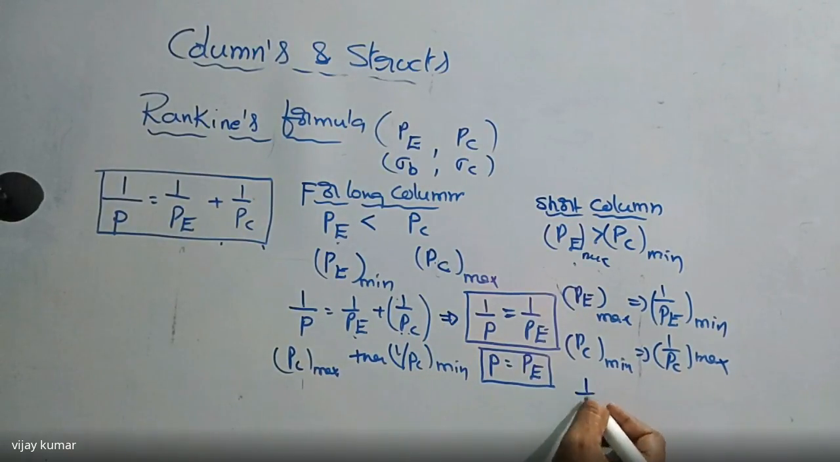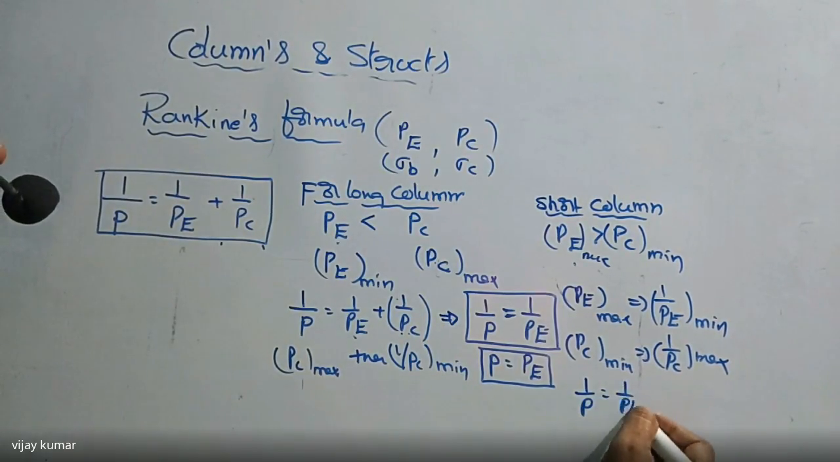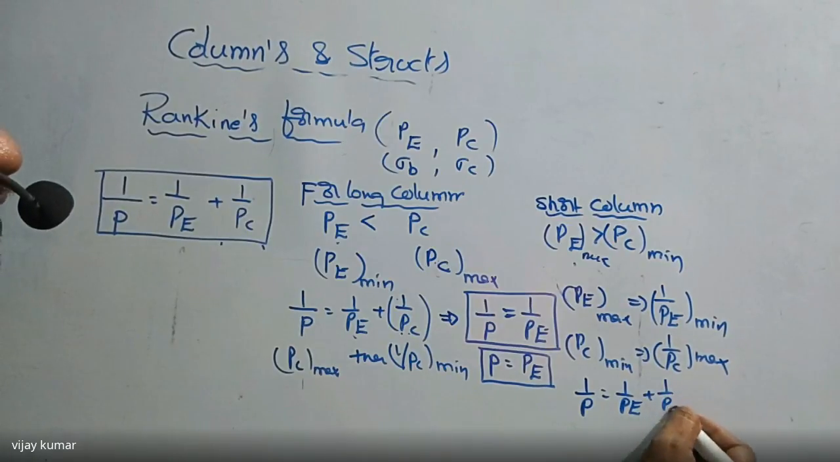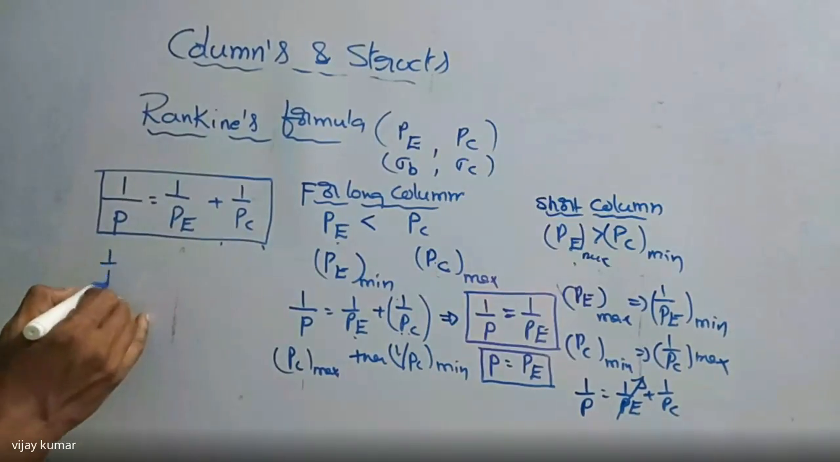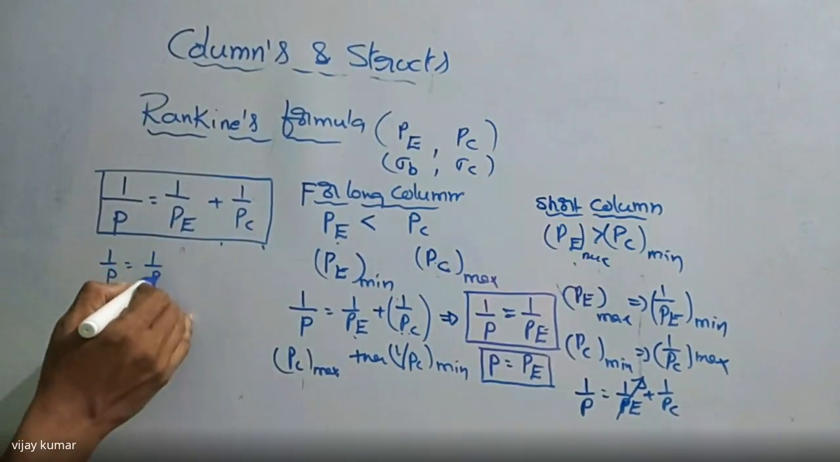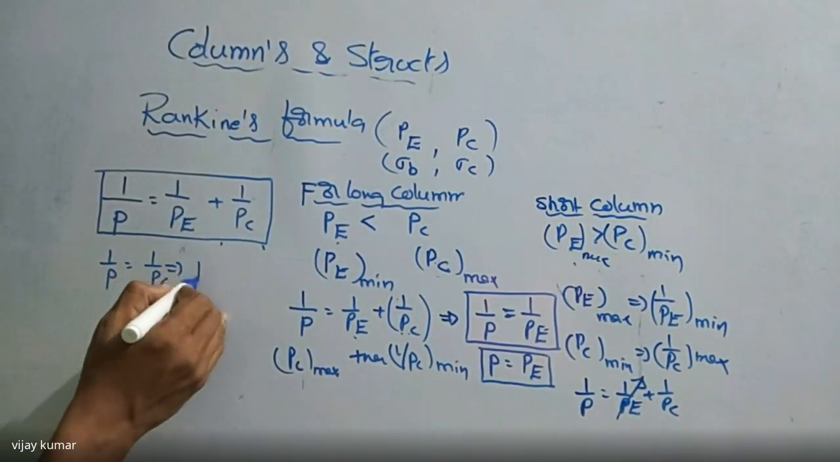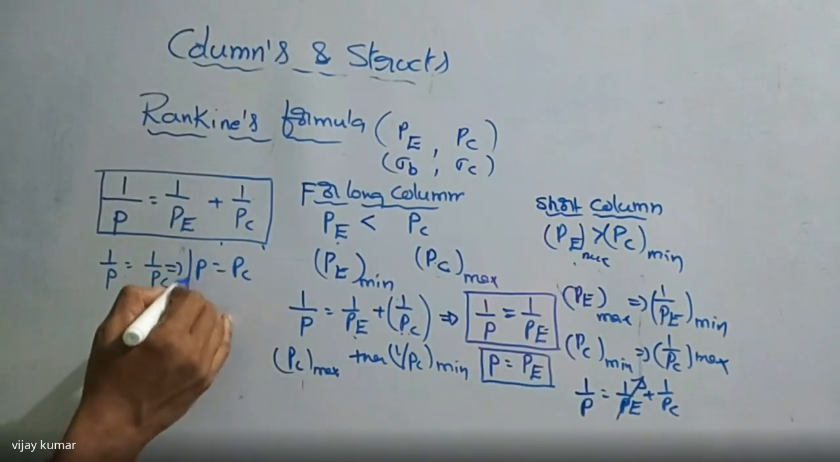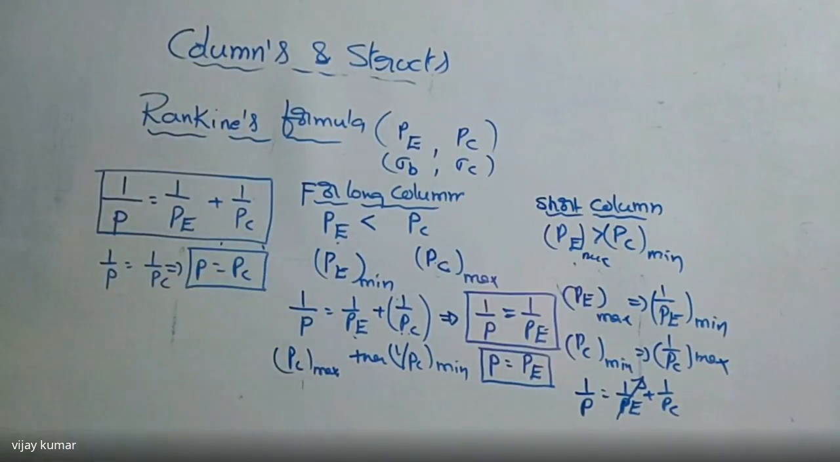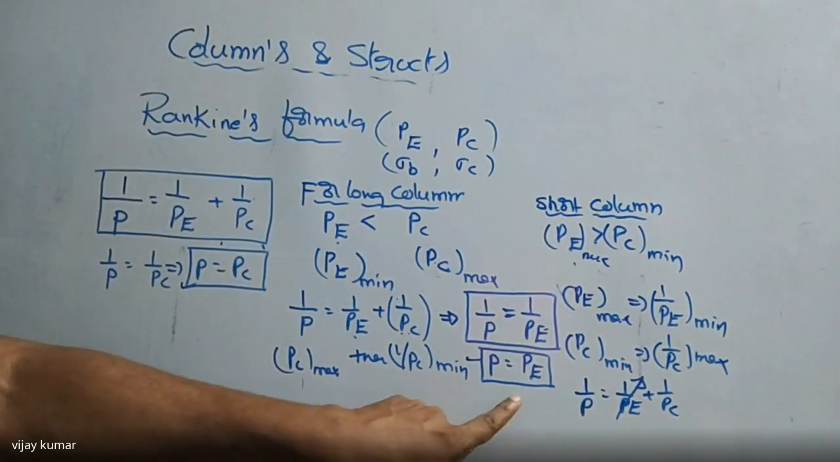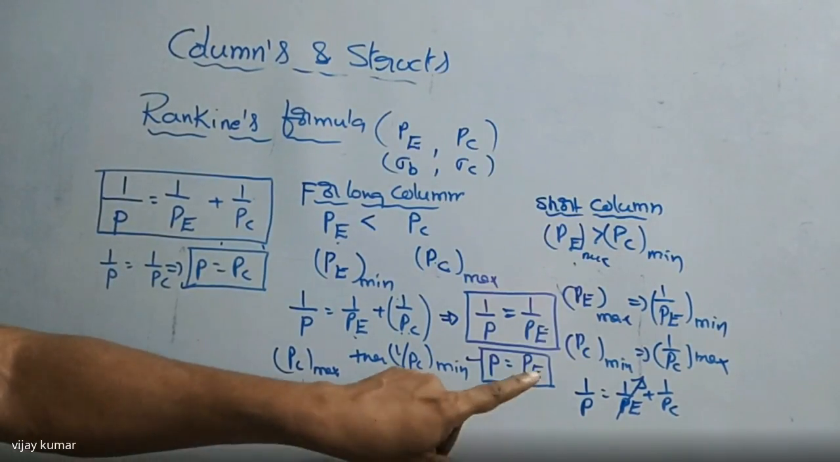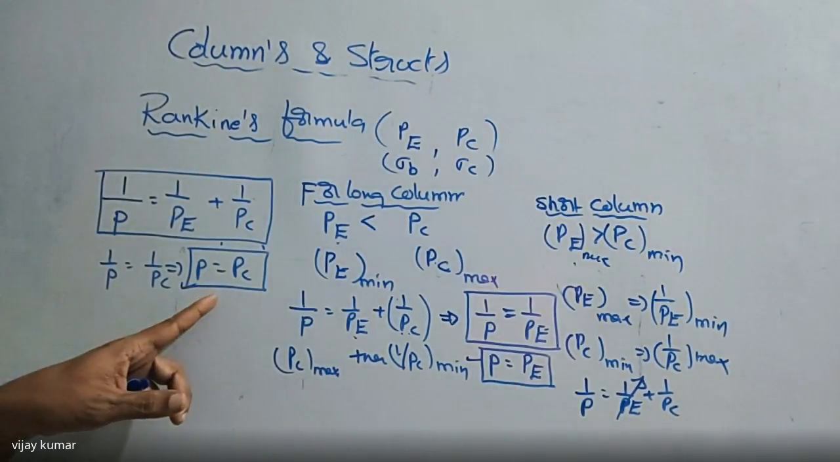That is 1 by P is equal to 1 by P plus 1 by PC. I'm going to neglect this term, then I'm writing 1 by P is equal to 1 by PC. That implies P is equal to PC. So this is named the crushing load. By using this formula, I can apply it for a short column, and the other formula for a long column.